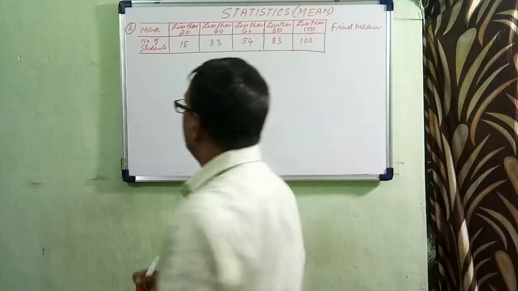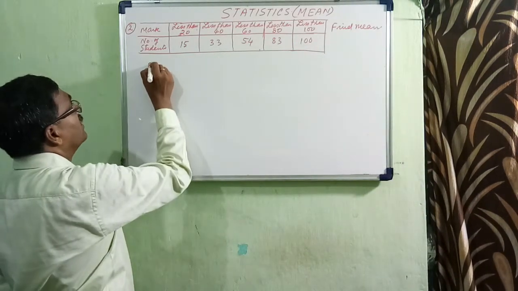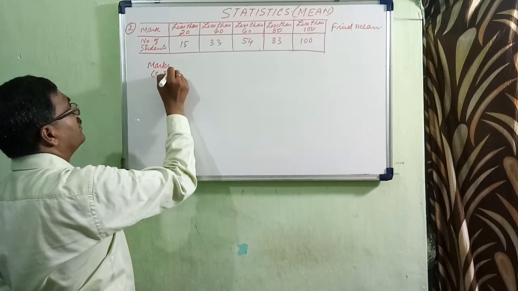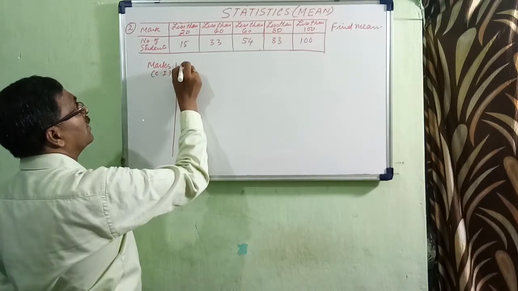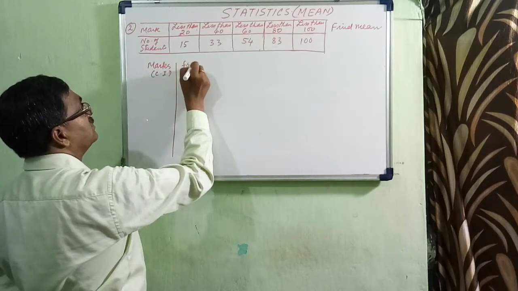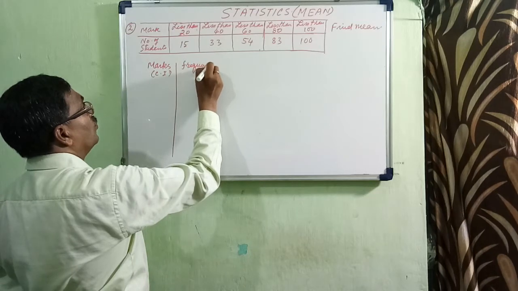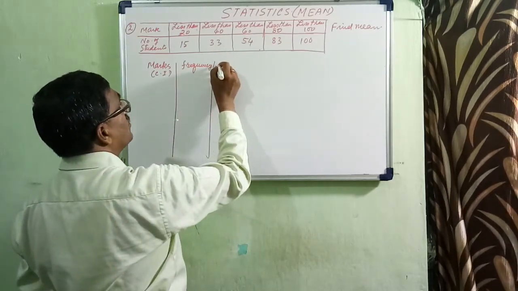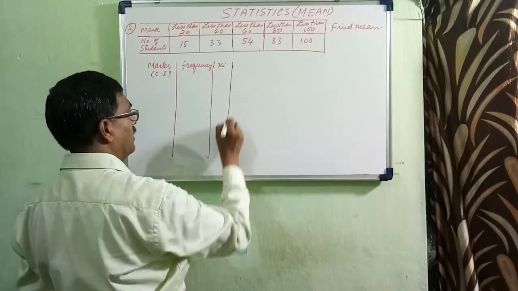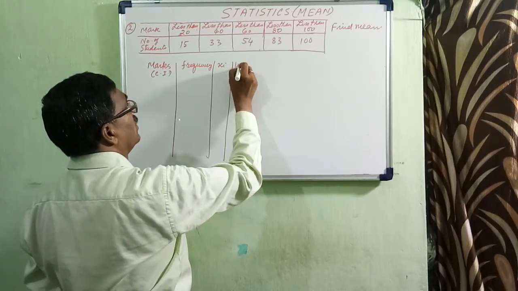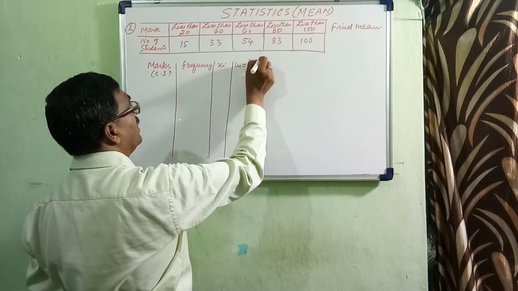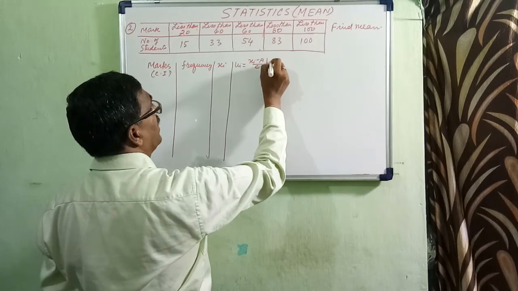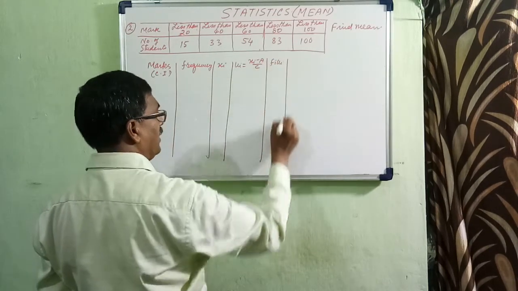And for that, you see, here you will write marks, which is called Ci. This is your frequency, which is called number of students, and this is called Xi. This is called Ui, Xi minus A by C. This is called Fi Ui.